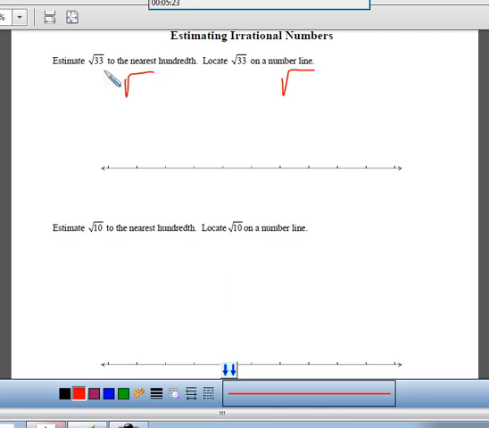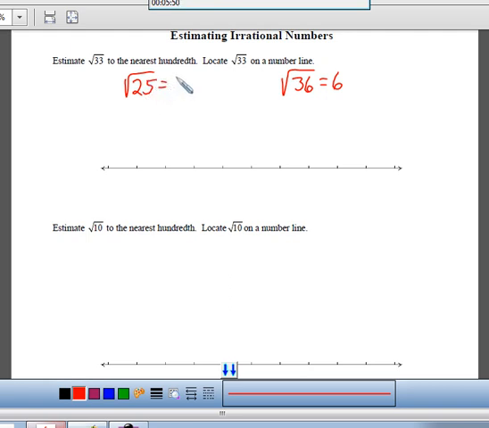What perfect square is above 33? Well, 34, no. 35, no. 36, yes. The square root of 36 is equal to 6. So now let's go below it. 32, no. 31, 30, all the way down. Oh, 25 is the next perfect square.